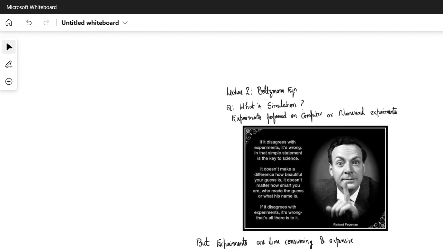This is what Nobel laureate and physicist Richard Feynman had to say about experiments. If it disagrees with experiment, it's wrong. And that simple statement is the key to science. It does not make a difference how beautiful your guess is. It does not matter how smart you are, who made the guess, or what his name is. If it disagrees with experiment, it's wrong.